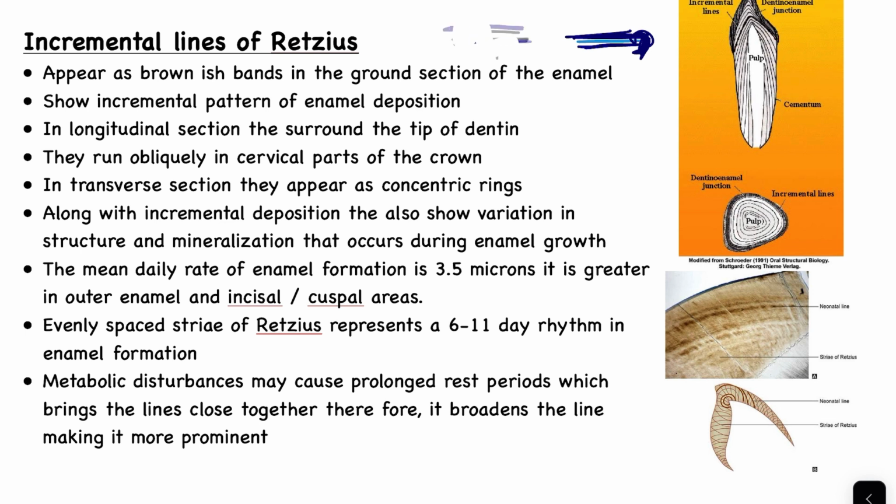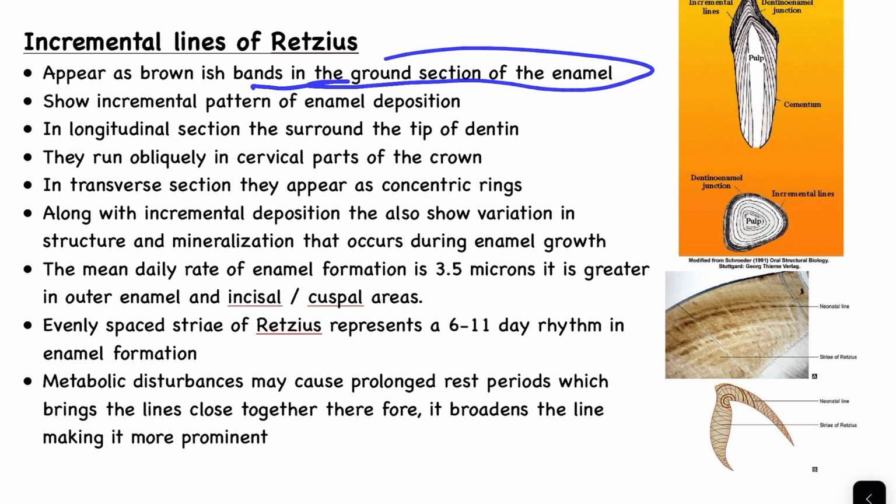They represent an incremental pattern of enamel deposition. What that means is, let's just see first over here. They appear as brownish bands in the ground section and they show incremental pattern of enamel deposition. What does an incremental pattern mean? Okay, so the enamel will be deposited, there will be one active period and then there will be a period of rest and then there will be another active period.